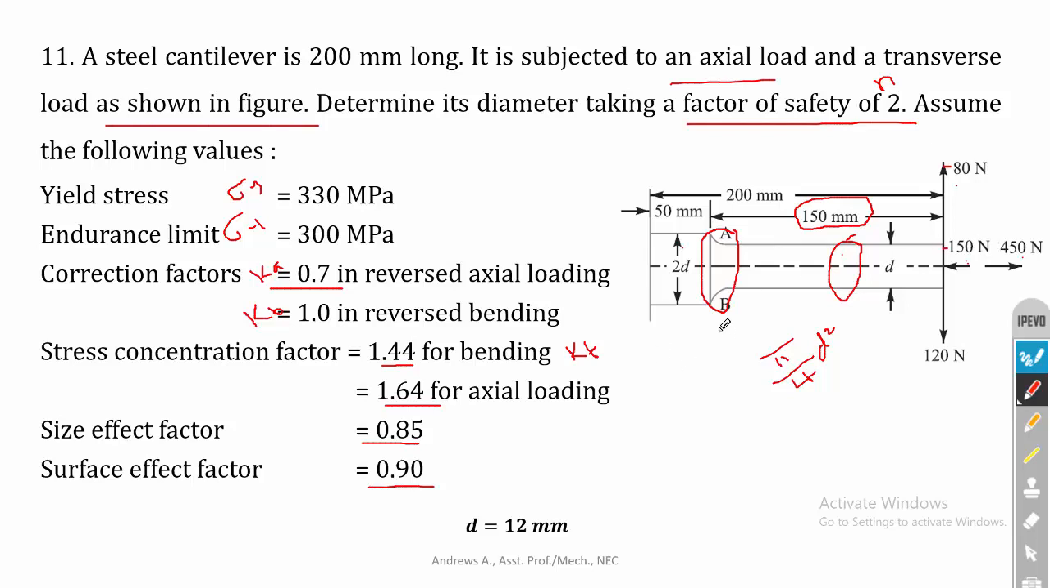First consider the bending load alone and calculate the sigma equivalent for bending. Then consider the axial load and calculate the sigma equivalent for axial load. Finally, you can add these two sigma equivalent values and equate this to sigma y divided by n, and you can find out the diameter value. The diameter value will be around 12 mm.